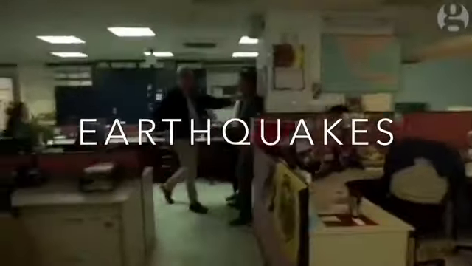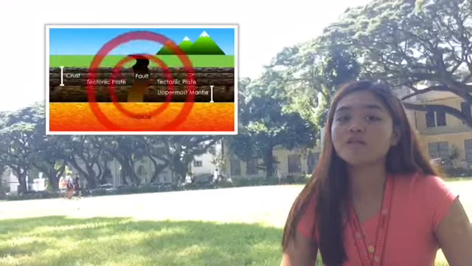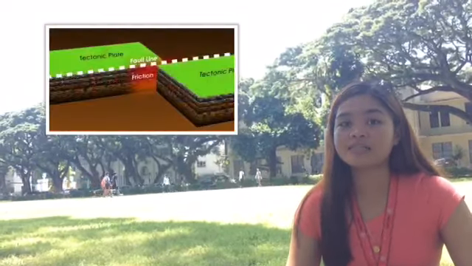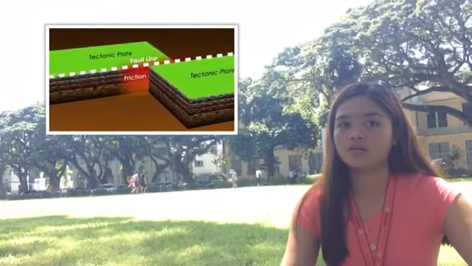Earthquakes. So earthquakes are vibrations of the earth produced by the rapid release of energy from rocks. The springing back of rock is called the elastic rebound. Small earthquakes called foreshocks often precede a major earthquake.